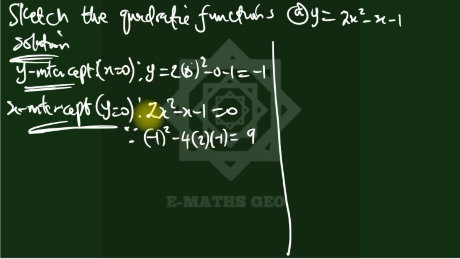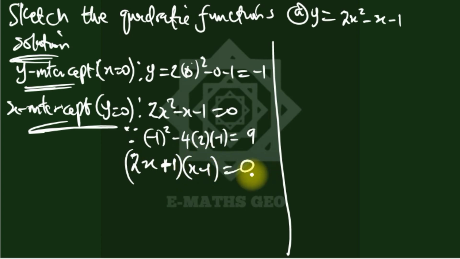So we now have that is factorizable. So we can factor this as 2x plus 1 times x minus 1 equal to 0. So we can factor this, it is factorizable. So from here we see that x is minus half and 1.